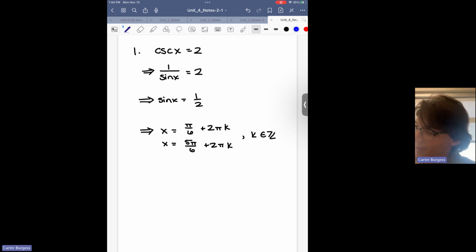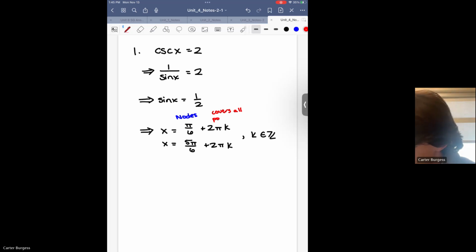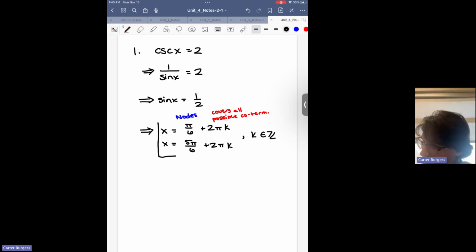So we have our nodes, which define the unit circle angles that we're going to care about. And then this plus 2 pi k covers all of the coterminals. And that's it. These are our solutions.